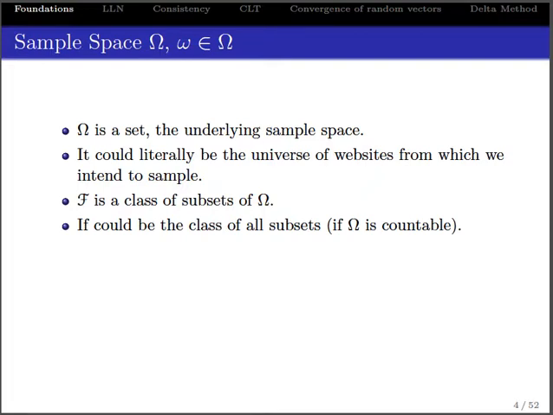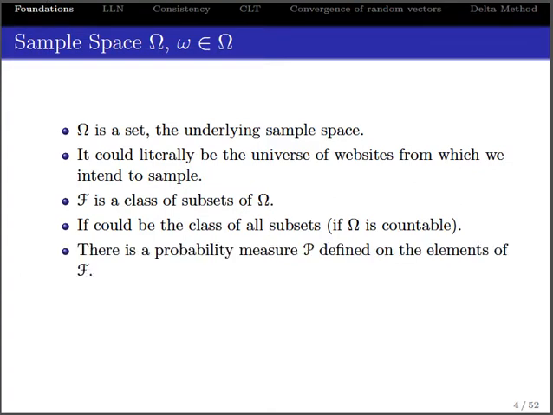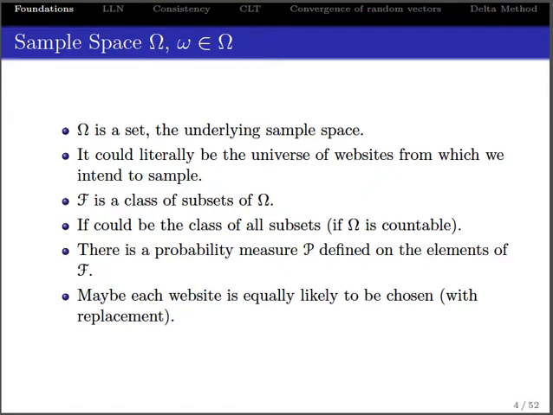If Omega were countable, script F could be the class of all subsets. And there's a probability measure, P, defined on the elements of F. And so, for example, maybe each website is equally likely to be chosen with replacement.